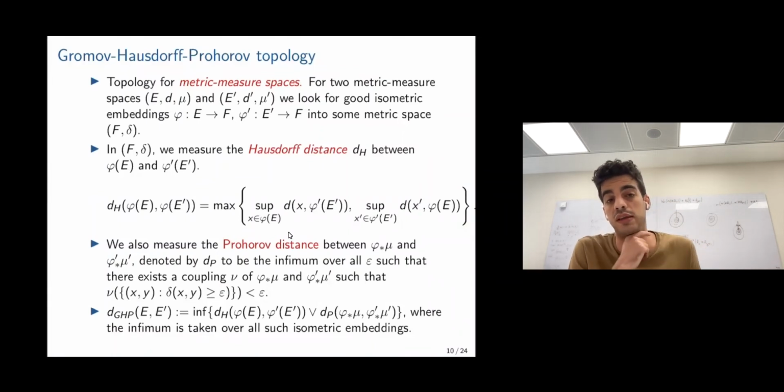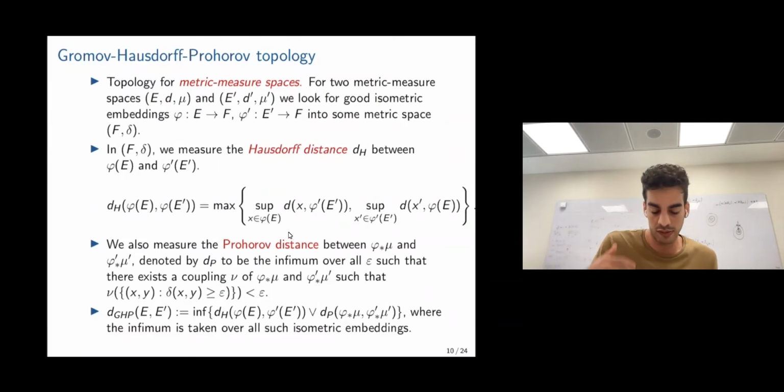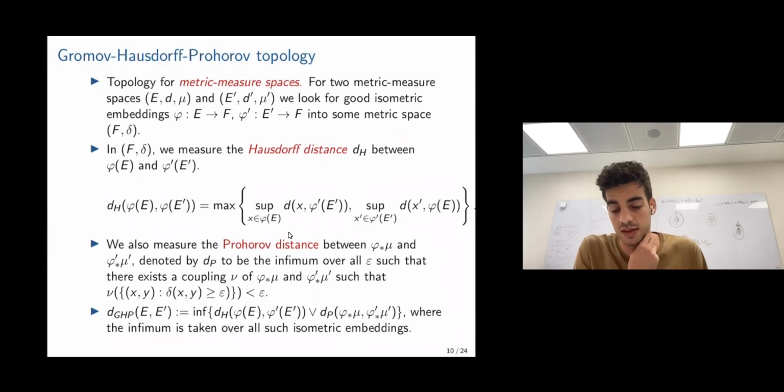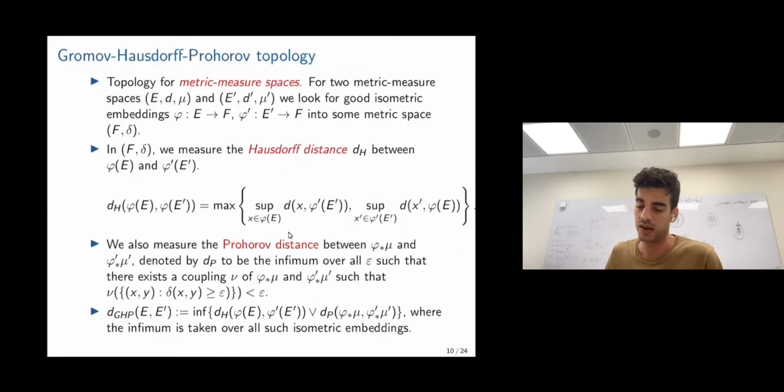So we start with E, d, mu and E prime, d prime, mu prime. For them to be close, we look for two good isometric embeddings, phi and phi prime. We want to embed both of them into some common metric space. And we hope that their images in this common metric space will be close to one another in the following senses. So the first sense is the Hausdorff distance. This one just wants the images to be properly aligned. We want them to look similar on this common metric space, and it does not look at the measure at all.